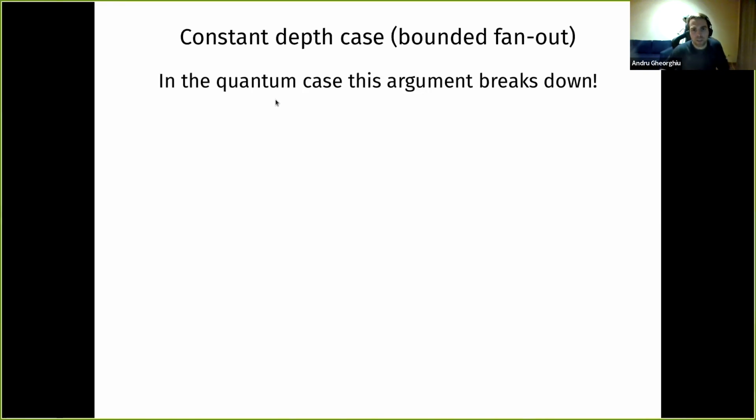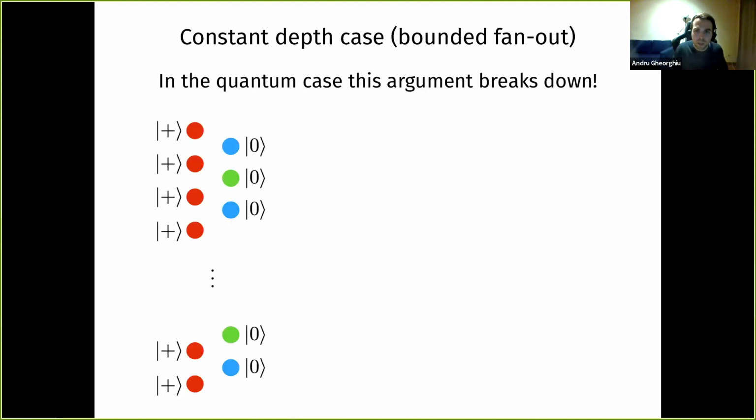So now you might ask, why doesn't this argument work in the quantum case as well? Because of course the chain rule also applies. So what's going on in the quantum case? To explain why it doesn't work in the quantum case, it's useful to consider an example.